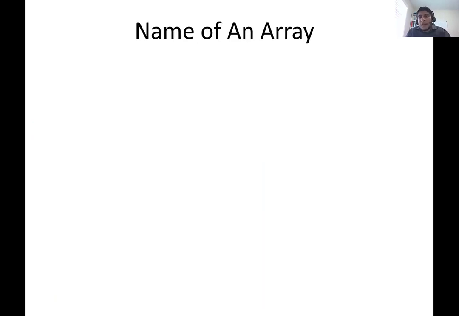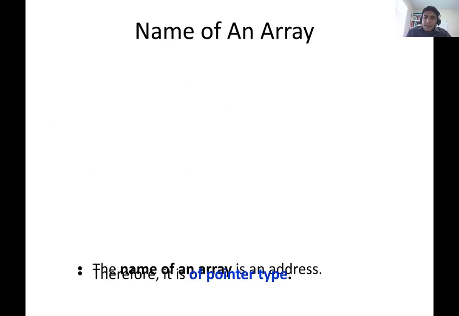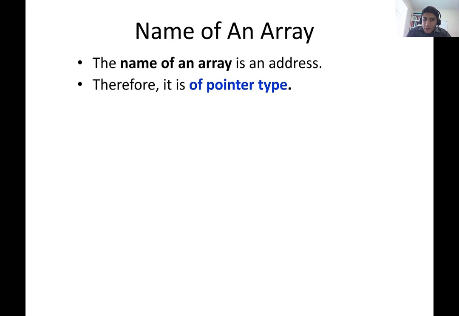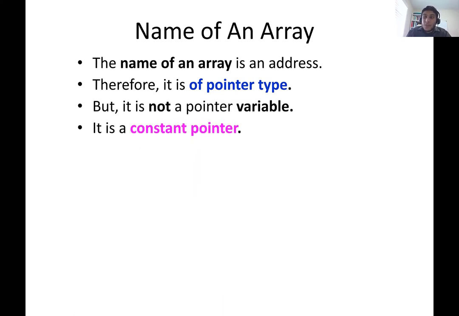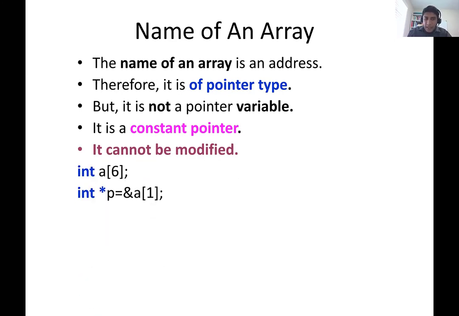So building on top of Mark's question, name of the array. We said the name of the array is a pointer to the first element. This is why it's of pointer type, but it's not a variable. And this is why you cannot operate on it. It's a constant pointer, which means you cannot change it, right? So it's a kind of a special type. You cannot modify it.